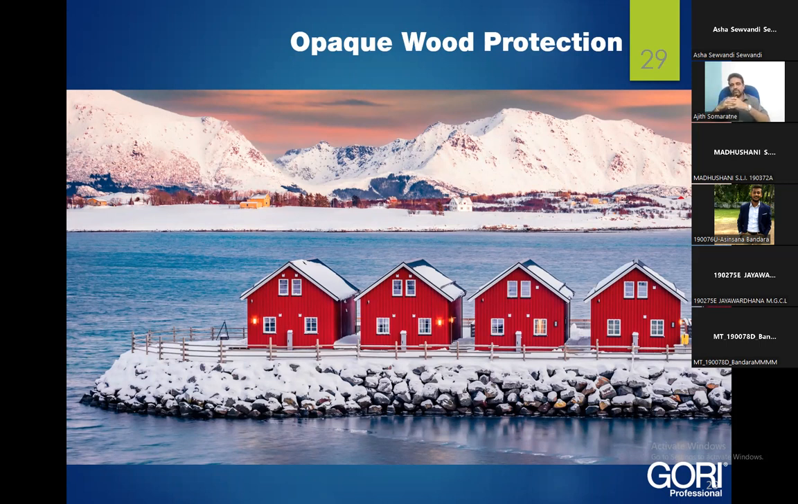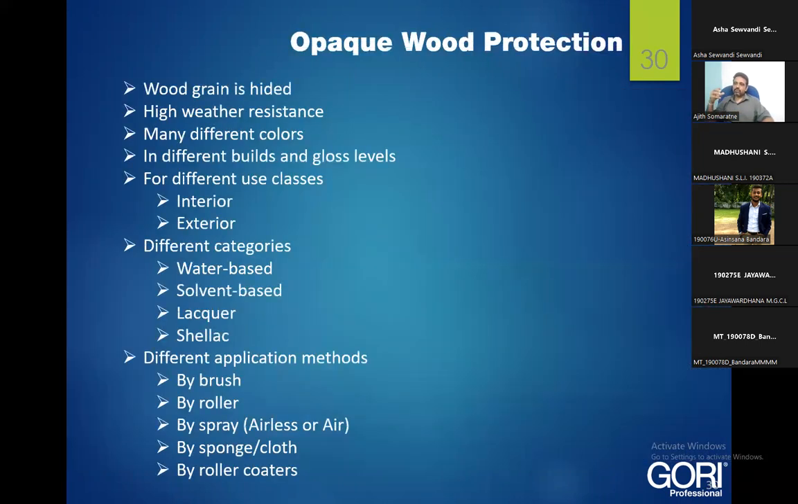But opaque wood coatings give more durability for the wood than translucent, sometimes up to 12 years. In our range, we have coatings up to 12 years. From a translucent coating, we cannot get that much durability. Here, the wood grain is hidden. It's highly weather resistant, with many different colors. You can have thousands of colors here, in different builds and gloss levels, different thicknesses, matte, semi-gloss, high gloss, likewise.